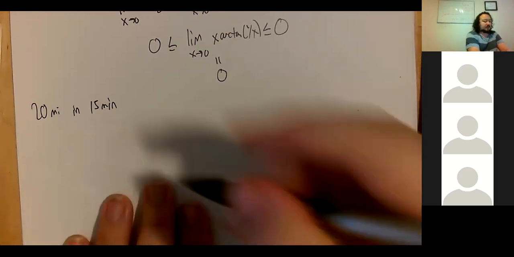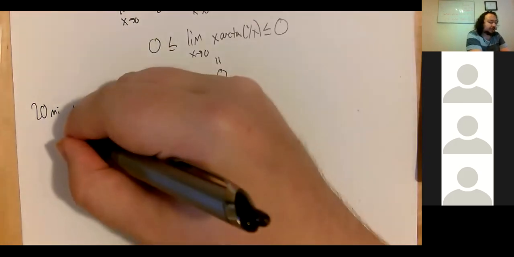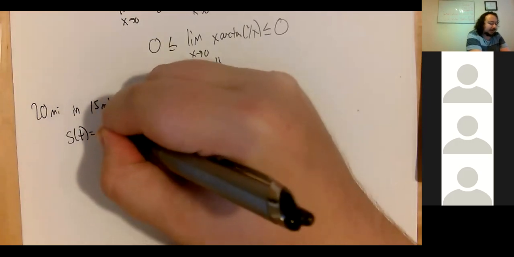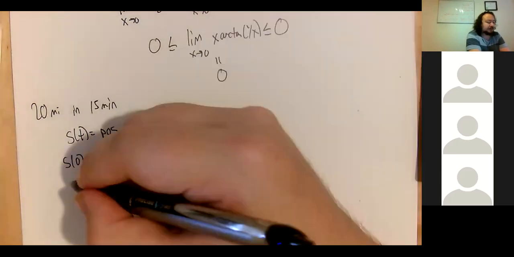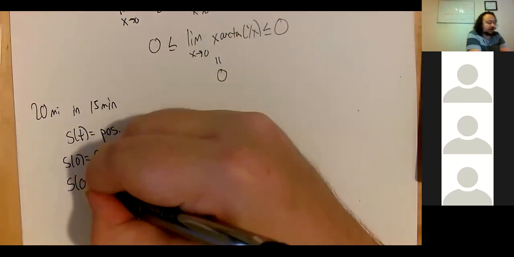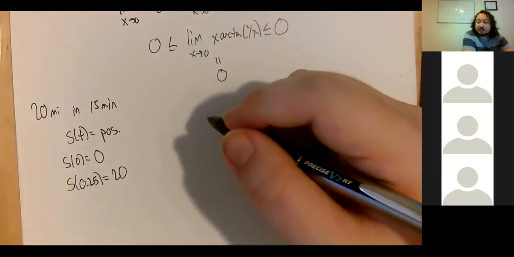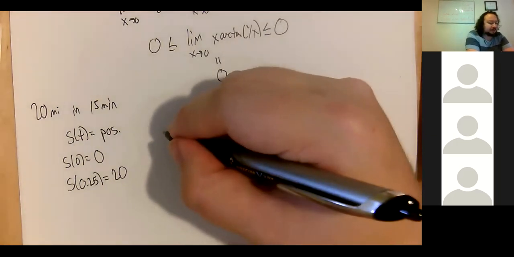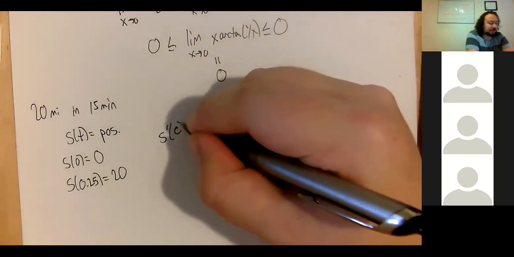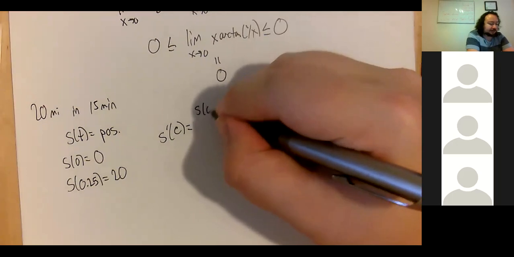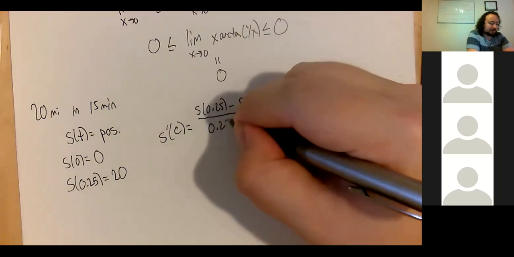What we're supposed to do here is use the mean value theorem. Our function for this will be s of t, which is our position. We know that our position at time 0 is 0, and after 1/4 of an hour, we end up with a position of 20. So by the mean value theorem, there's got to be a place within that 15 minutes where the rate of change of our position is s of 0.25 minus s of 0 over 0.25 minus 0.